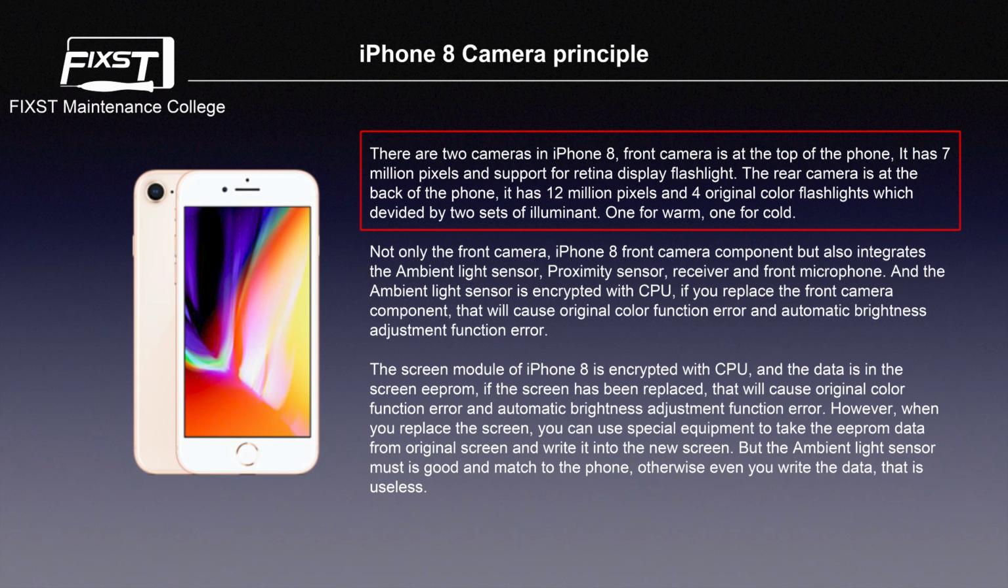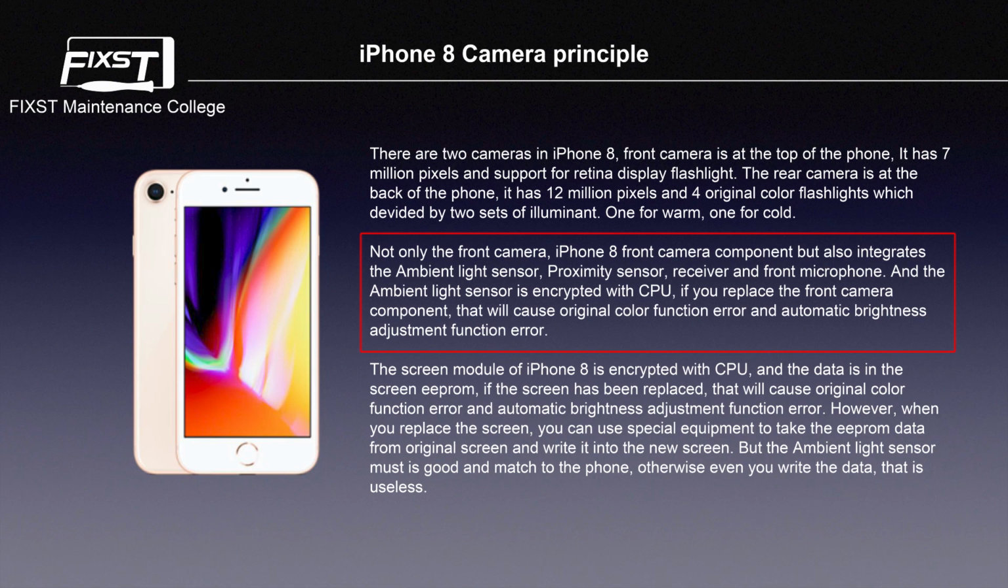It has 12 million pixels and a 4-LED True Tone flash, which is divided into 2 sets of illuminants, one for warm, one for cold. Not only the camera, the iPhone 8 front camera component also integrates the ambient light sensor, proximity sensor, receiver and front microphone. And the ambient light sensor is encrypted with the CPU. If you replace the front camera component, that will cause True Tone function error and automatic brightness adjustment function error.